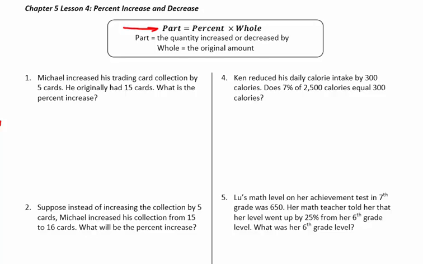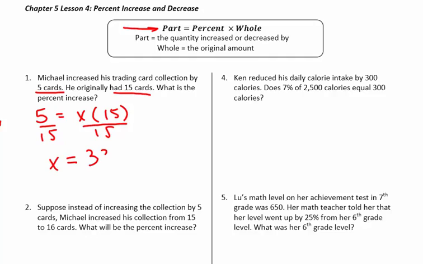So number one, Michael increased his trading card collection by 5 cards. He originally had 15 cards. What is the percent increase? So the change, or the increase or decrease, was 5, and the original was 15, so the part is 5, equals the percent times the original. We divide by 15, get x by itself. We get 1/3, which is 33 1/3% increase.